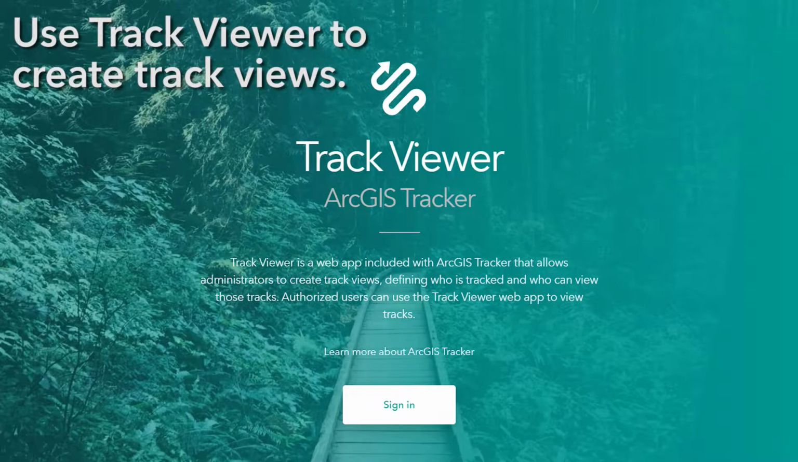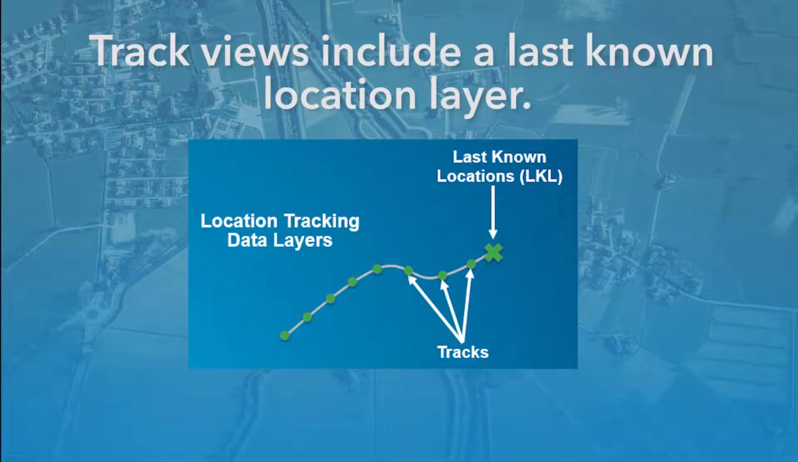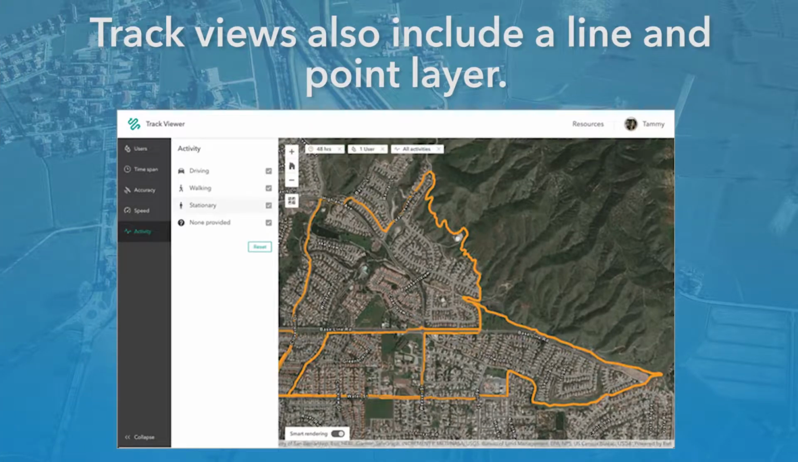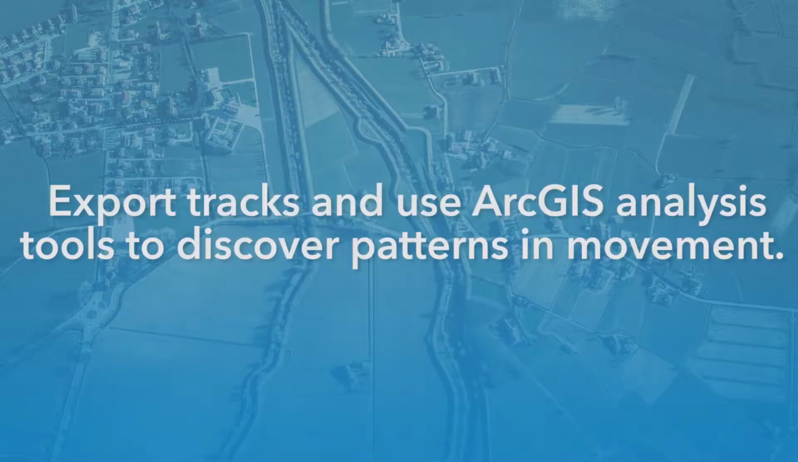Track views include a last known location layer, so you can view the locations of mobile workers and improve operational awareness. Track views also include a line and point layer, so you can view where workers have been. You can export tracks and use the analysis tools in ArcGIS to discover patterns in movement.